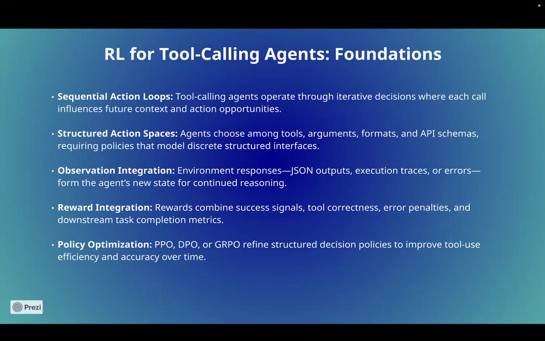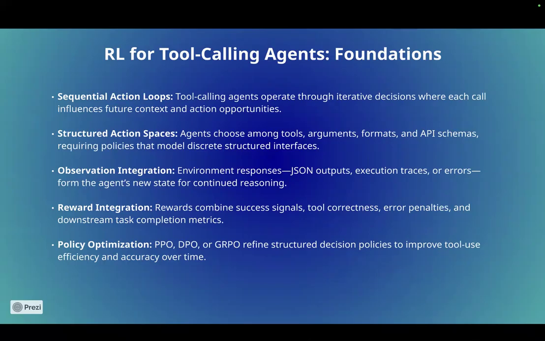So tool calling basically operates through iterative decisions, right? Where you've given a model a particular prompt, and in certain cases, the model needs to decide that it wants to call a tool, and in other cases, it doesn't need a tool, right? So that decision-making capability is what we want to introduce in the model.